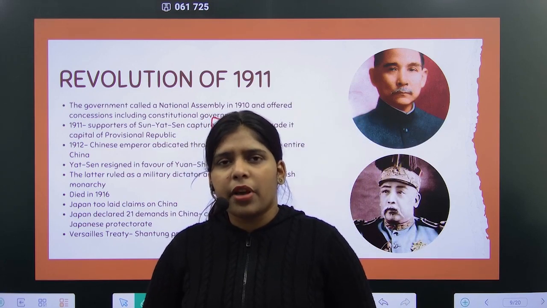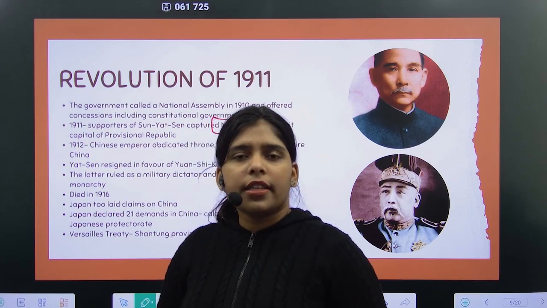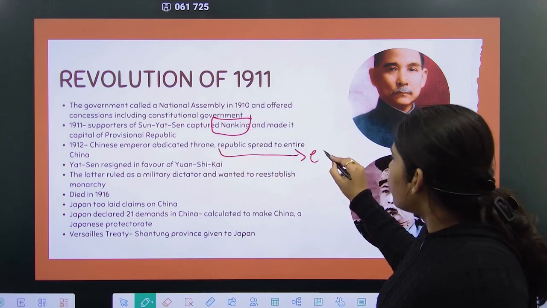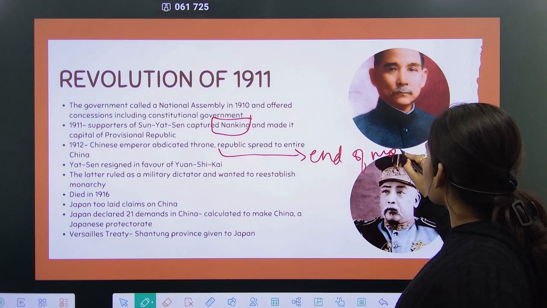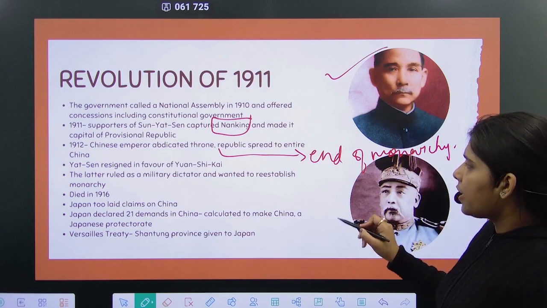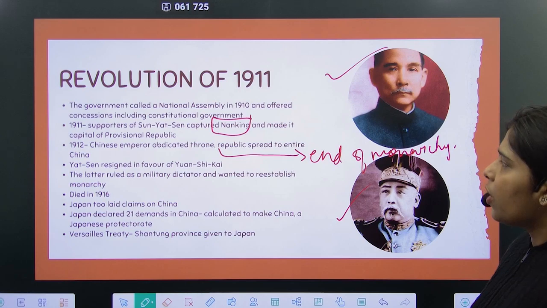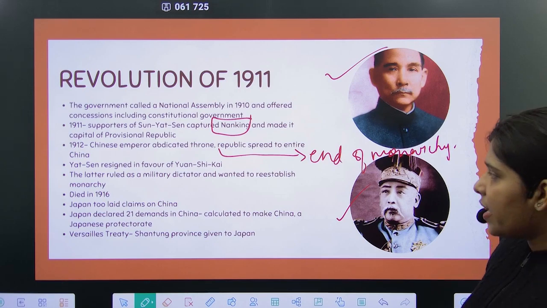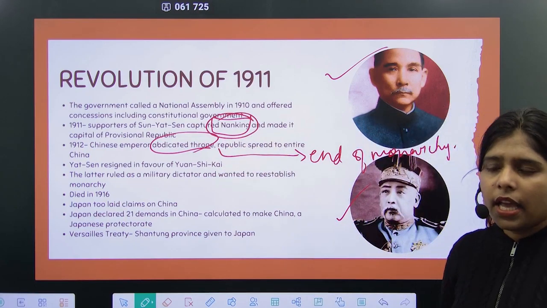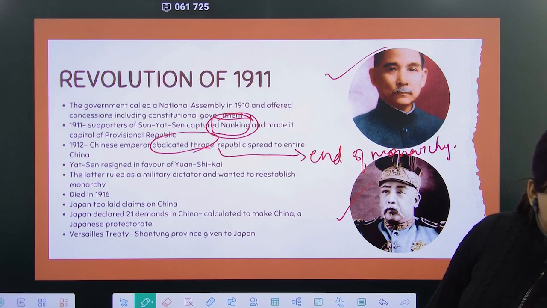So in 1912, we also saw that the Manchu king abdicated the throne. He gave up the position of king, and that is what led to the end of monarchy in China for the time being. And when he abdicated the throne, this party, which was earlier only in Canton with the capital in Nanking, was gradually spreading to the entire China.